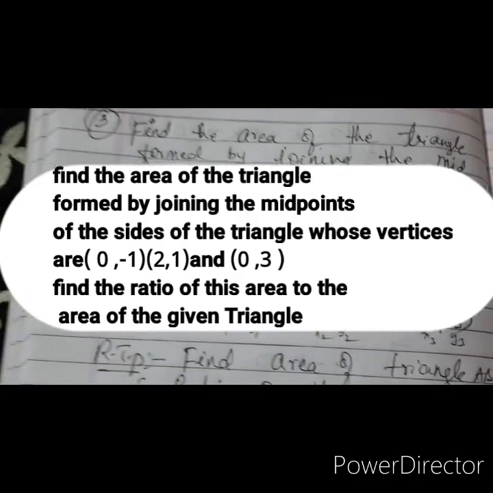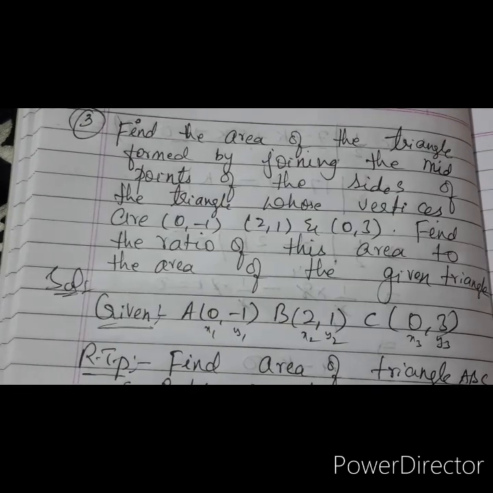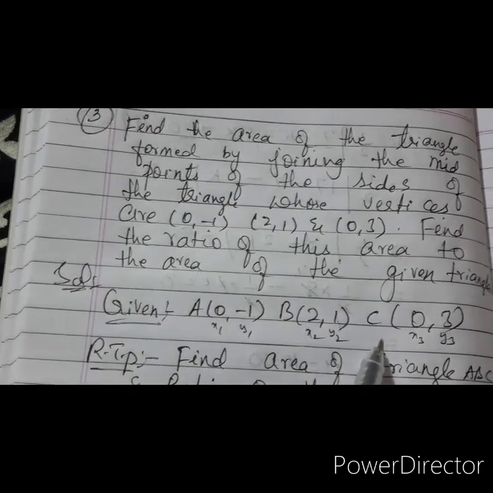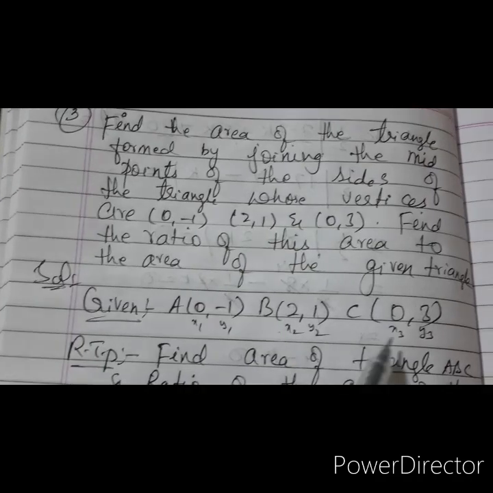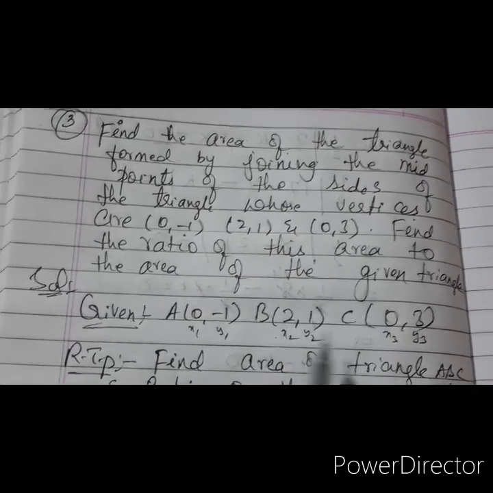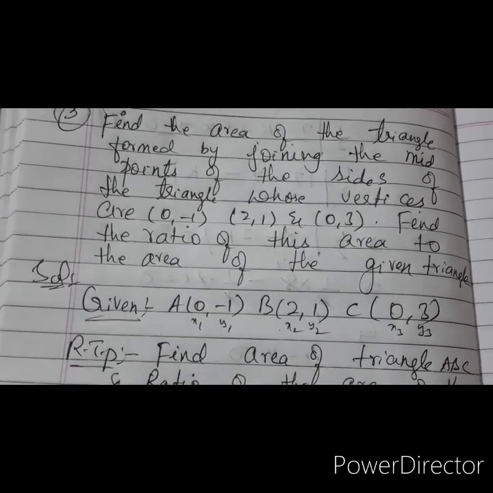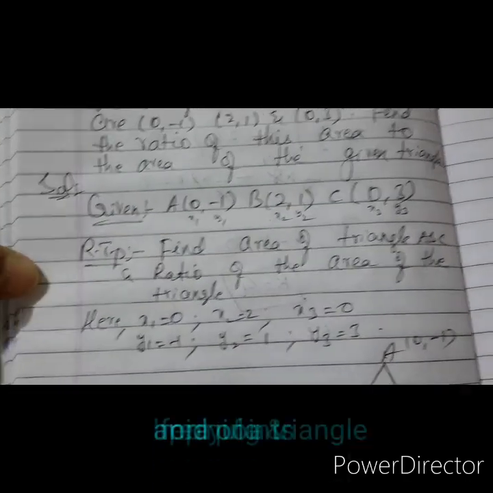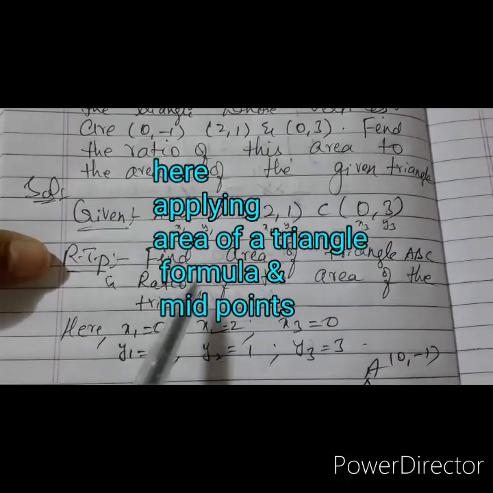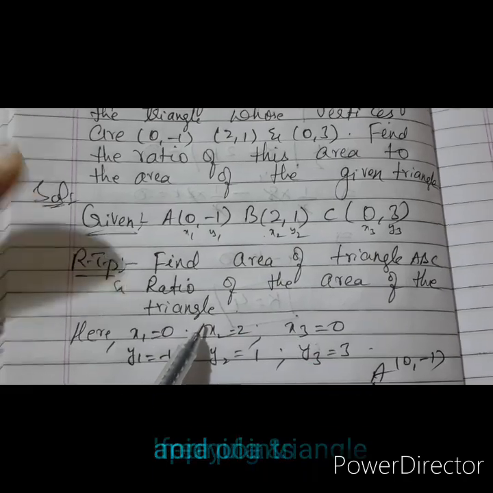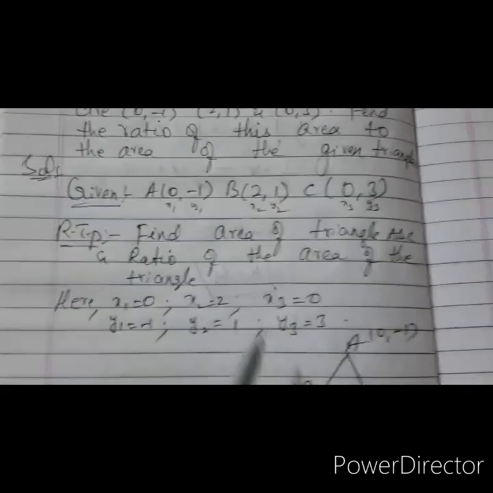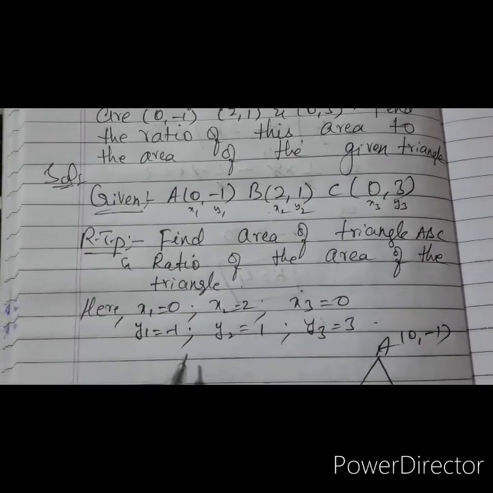In this problem, what do we have to find out? First, write down given. I have already written x1, y1, x2, y2, x3, y3, already written from the previous video. That's why I have written here. What is RTP? Find the area of the triangle ABC and you have to find out the ratio. Something different problem from 1 to 2. Area you have to find out as I have written x1, y1, x2, y2 and x3, y3. See here.